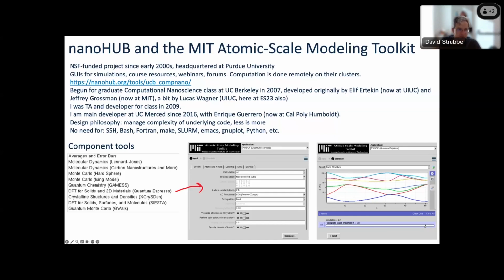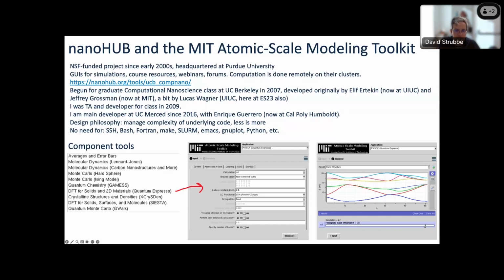Here's the link, which you've seen in the chat as well. And so a little bit about the history of this toolkit. It actually began for a computational nanoscience class at UC Berkeley, which was developed originally by Elif Ertekin, who's now a professor at Urbana-Champaign, and Jeffrey Grossman at MIT.